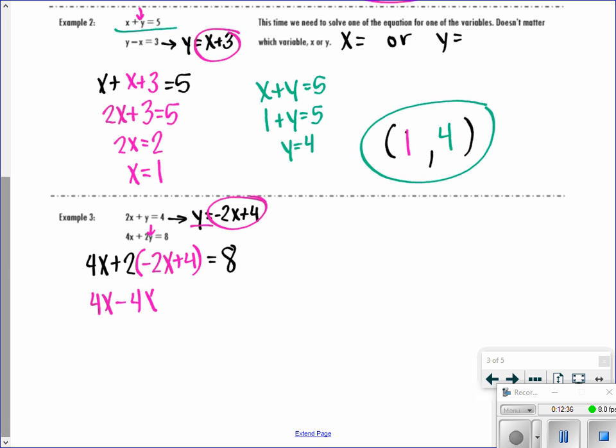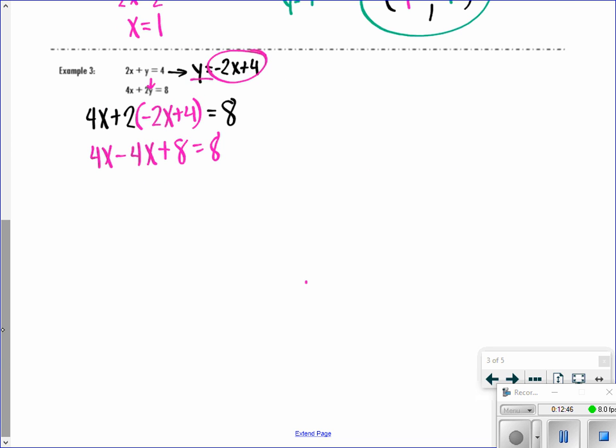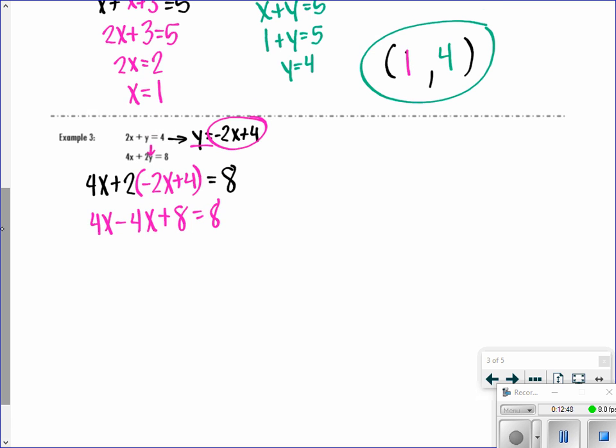Distributing. 4x minus 4x plus 8 equals 8. What happens with these x's? They cancel each other out. We've talked about solving equations where that happens. Infinite, right? Okay, we have our two options. Option 1 is infinite. Option 2 is no solution.